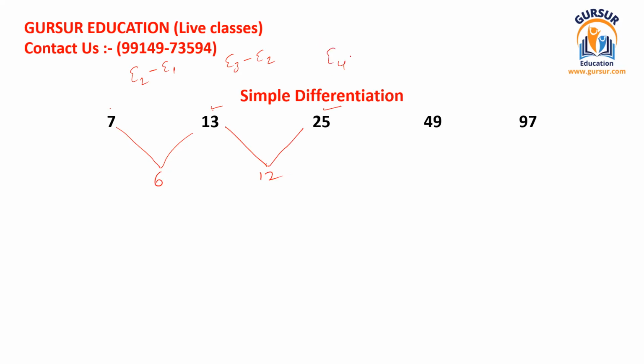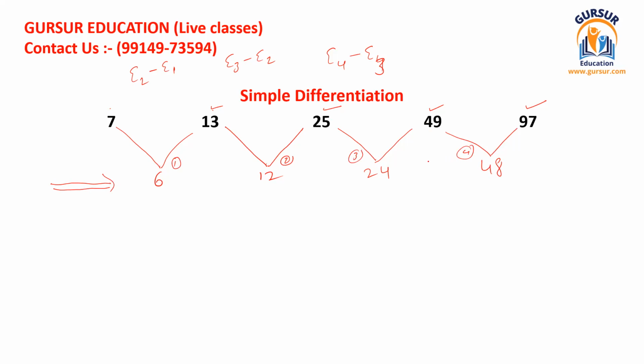Then reduce from element 4 the element third. This element fourth is 49. When you reduce 25 from 49, you are left with the value of 24. Okay, then from element 5 just reduce element fourth. When you reduce 49 from 97, you are left with the value of 48. Now you can see that another series has emerged. This is another series. This is the first element of this series, this is the second element, this is the third element, and this is the fourth element of the new series.